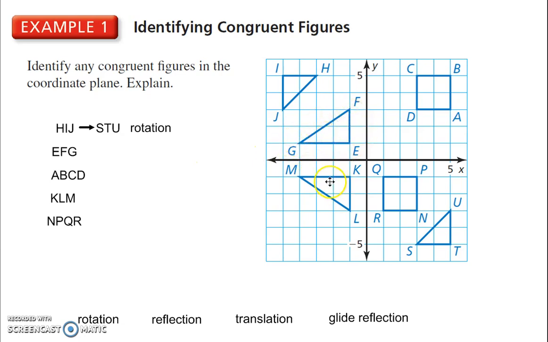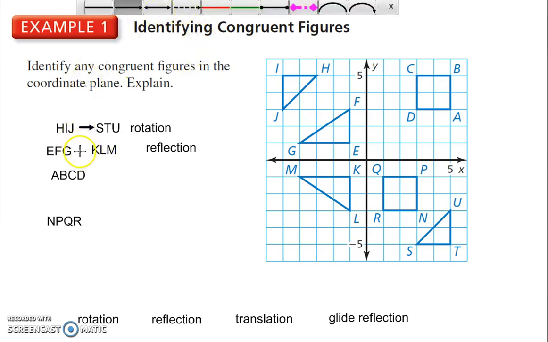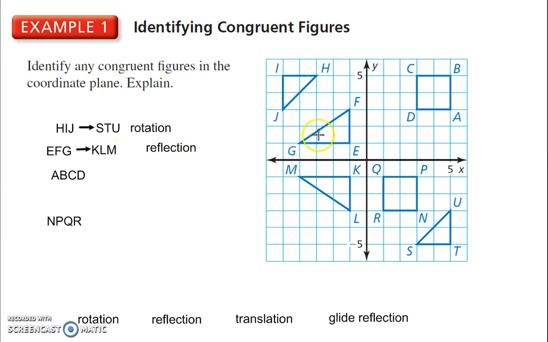EFG, this triangle appears to be congruent to this one. 3 and 2 in a right angle, 3 and 2 in a right angle, and it's reflected in the x-axis. So KLM, these two. That's a reflection in the x-axis. And then ABCD, this could be a glide reflection or a translation.